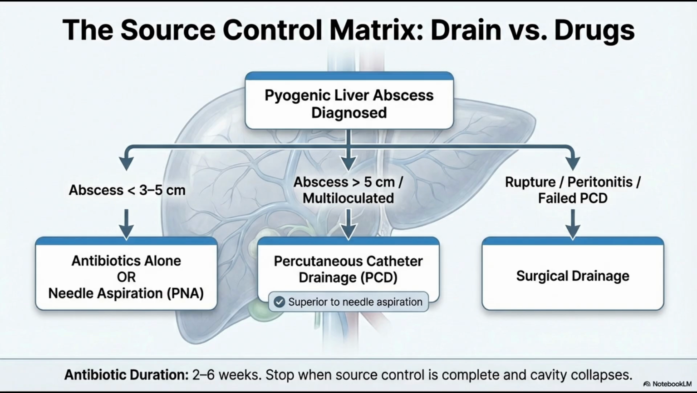But if it is greater than 5 centimeters? You need a catheter. You need percutaneous catheter drainage, PCD. The meta-analysis data is very clear that PCD is superior to needle aspiration for success rates and speed of resolution. You leave the drain in until the output drops to almost nothing.